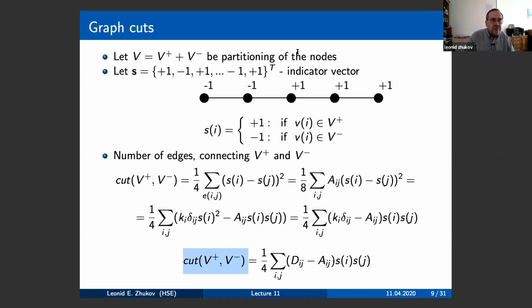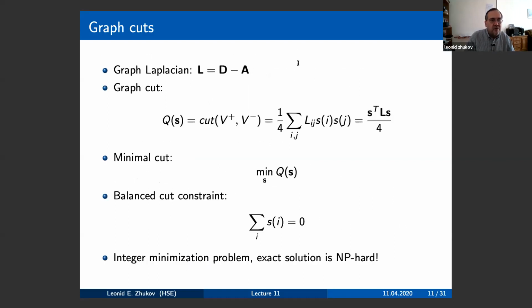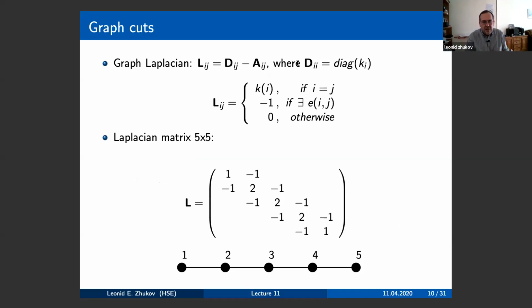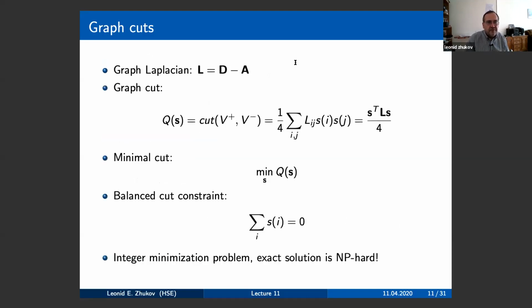Okay, so let's move on. So why do we want to do it? Well, the reason is the following. Now I know how to calculate the value of the cut. If I have a matrix, I can calculate the value of the cut if I have these s_i and s_j, right? So if I have assigned nodes to belong to one partition or to another, then I can calculate that cut.